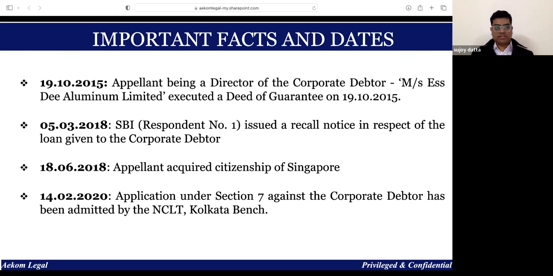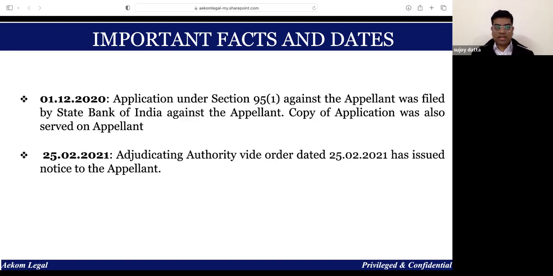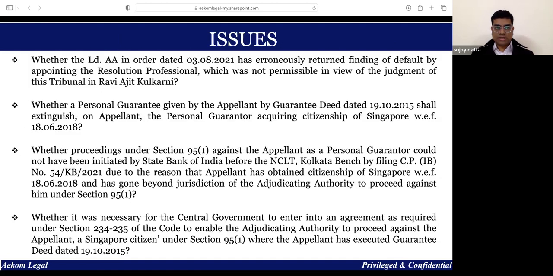Shortly after, 3 months after, the appellant, the personal guarantor or the director, the guarantor in question, acquired citizenship of a foreign country, of Singapore. And 2 years after that, this application was filed. The question raised by the appellant was whether I would be now subject to these proceedings when I'm not a person resident in India anymore. I'm a person resident abroad. Would the IBC apply extraterritorially to me? And there were other issues. So we'll read the issues one by one.